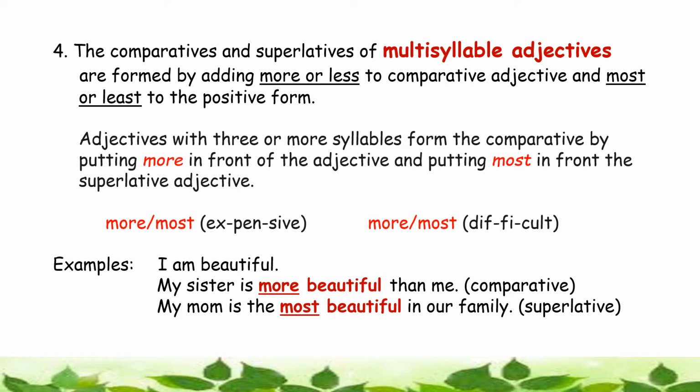So example, I am beautiful. My sister is more beautiful than me. So we use the comparative form of the adjective. We use more because beautiful is a 3-syllable word. Beautiful. Okay, so that is a 3-syllable word. Next, my mom is the most beautiful in our family. So that is the superlative form. So we use most beautiful.